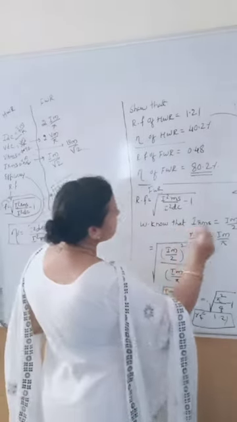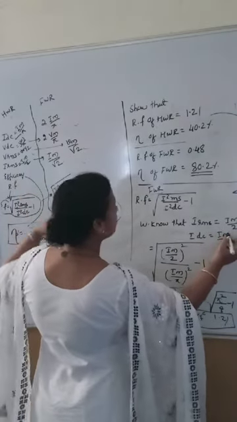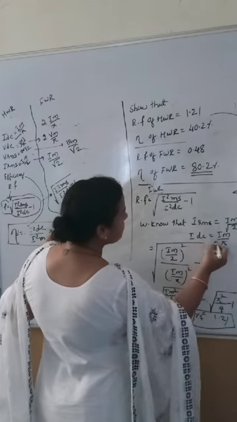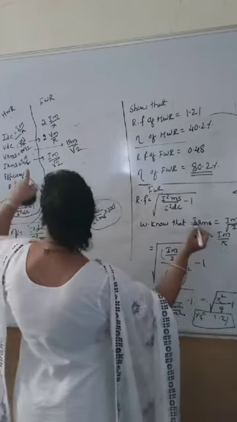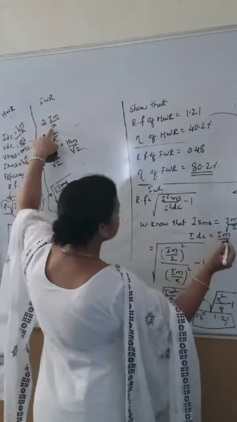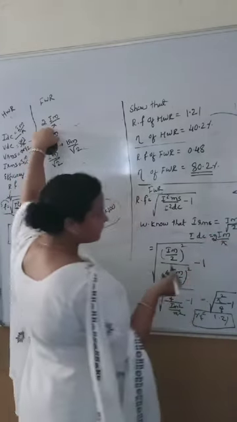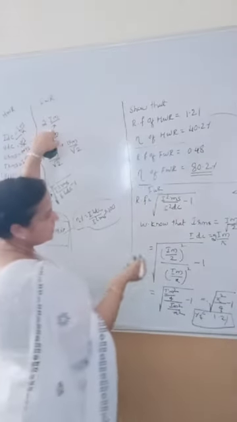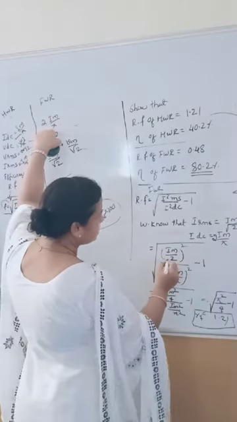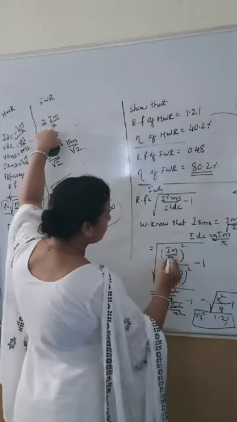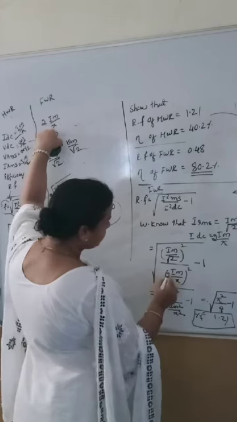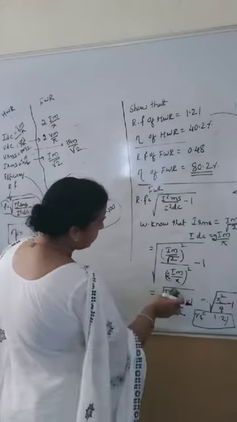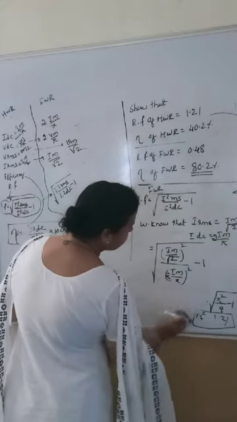For the full wave rectifier, IRMS is IM by root 2, and IDC is 2 times IM by pi. Just substitute these values here. This is going to be IM by root 2 squared, divided by 2 times IM by pi squared, minus 1. Just to do this, again IM and IM are going to get cancelled.